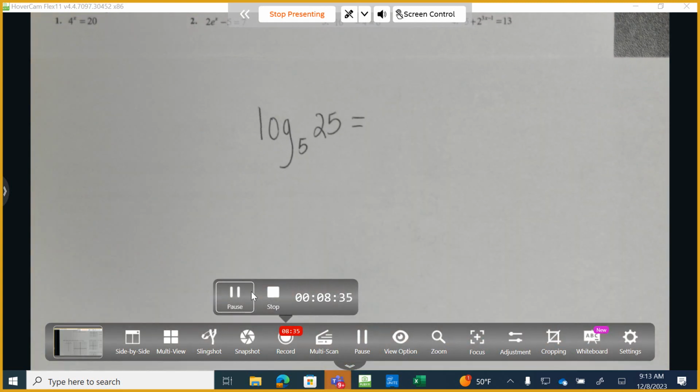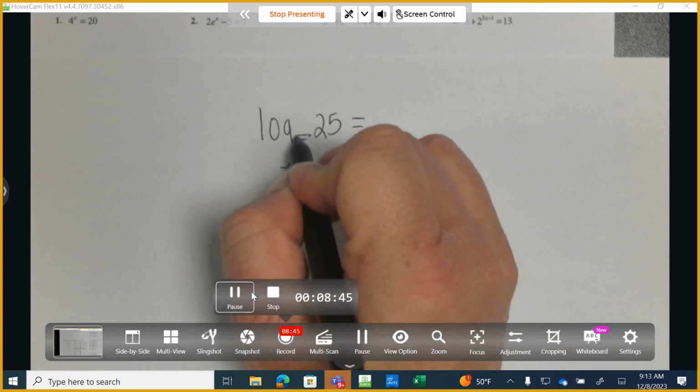Your base is what number in this problem? What is the number? I see a 5 and a 25. Which number is considered the base of that problem? It's a number that's down below. It's the 5 in this case.